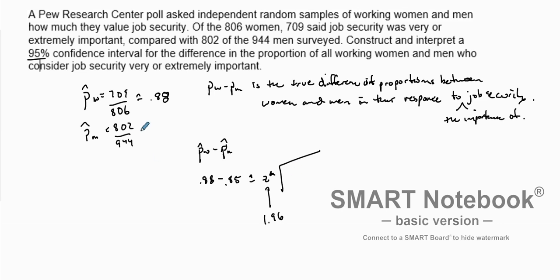From here, we're now going to figure out what our variances for each one are. So we're going to have 0.88 times 0.12 over 806, and we're going to add that to our other one, which is 0.85 times 0.15, divided by 944. And that's really going to give us our value there.